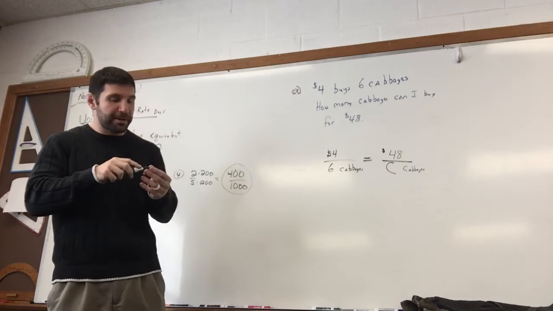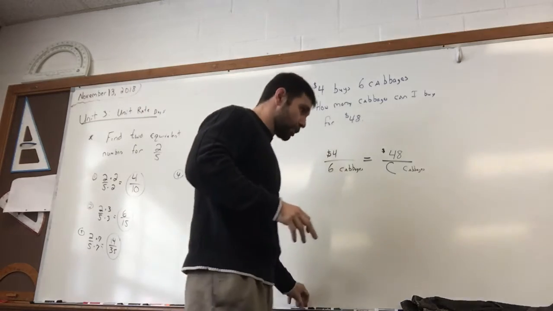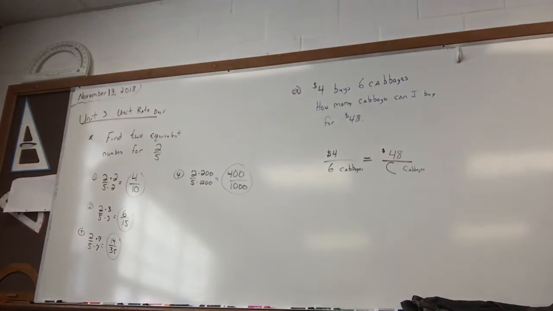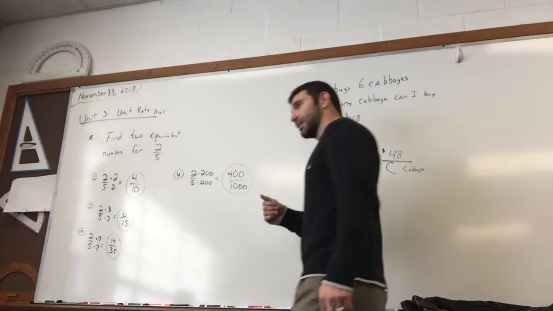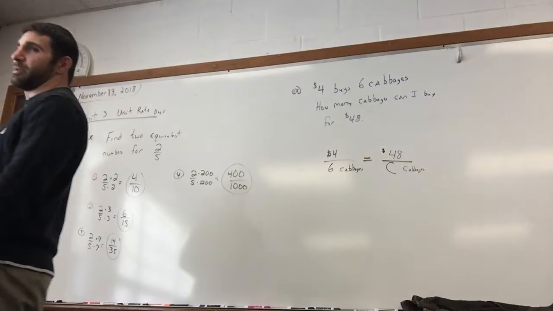Okay? Now what? Okay, do it. Cross multiply. Give me an answer. Show me your work. The key with word problem proportions is making sure that the units stay in the same level. If money's in the numerator, money stays in the numerator. If cabbages is in the denominator, cabbages stay in the denominator.